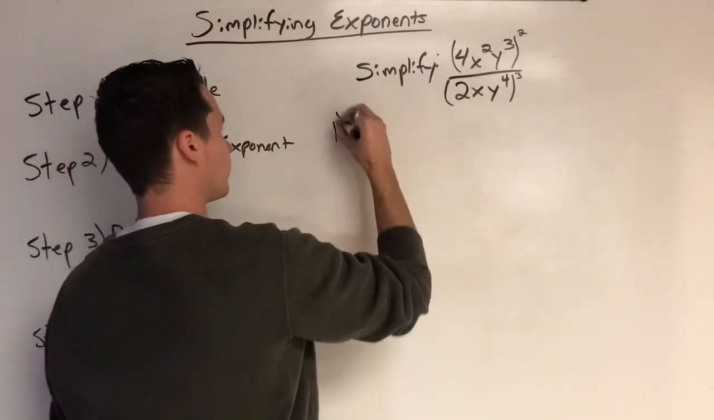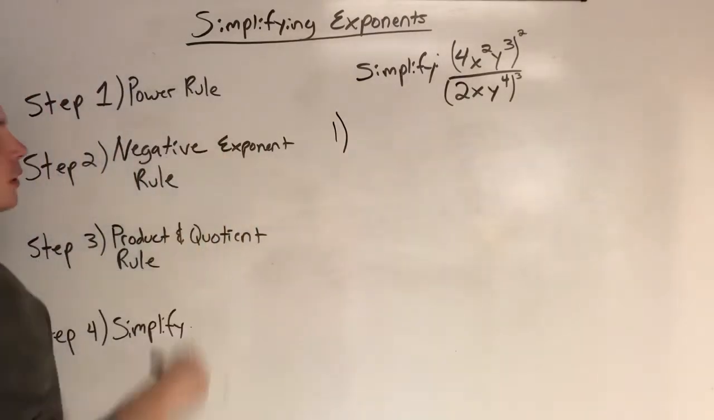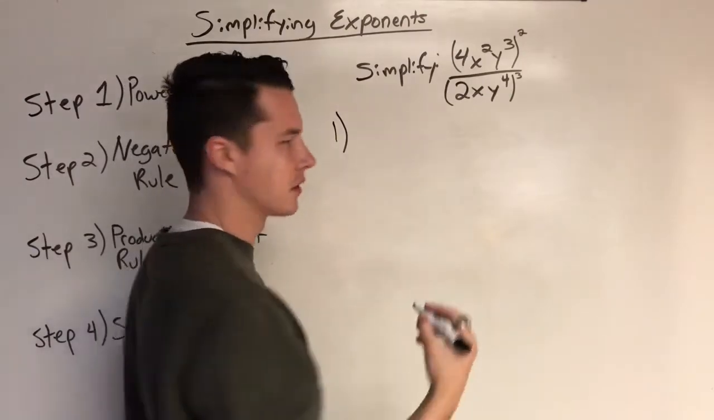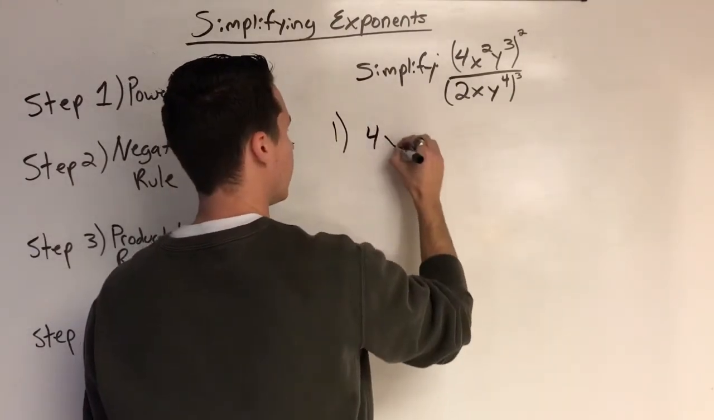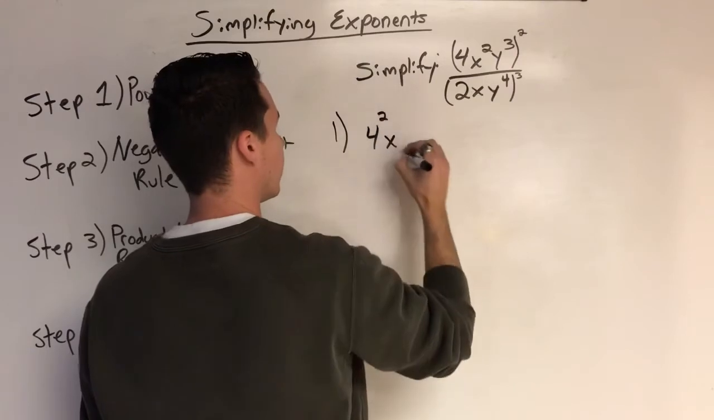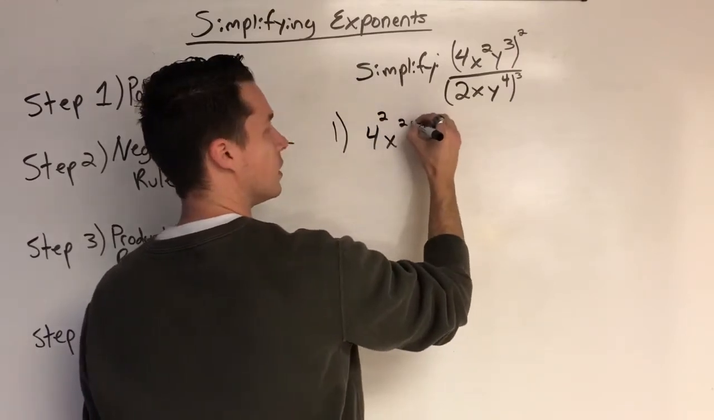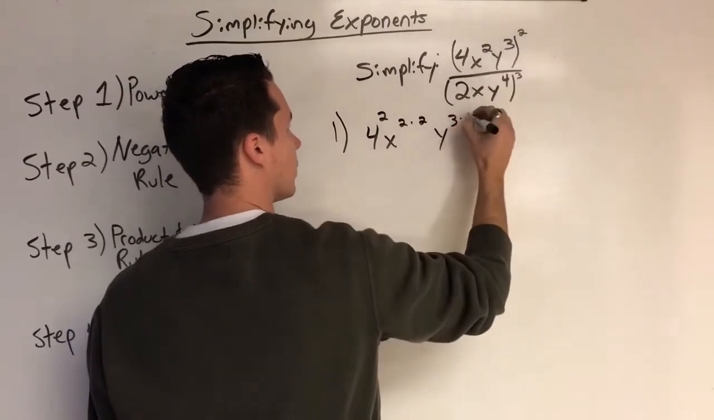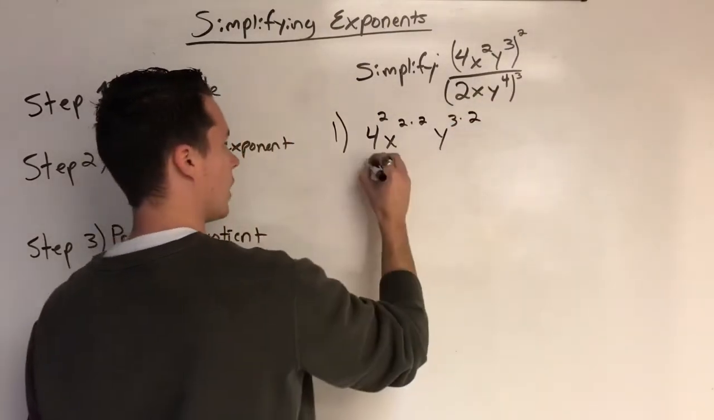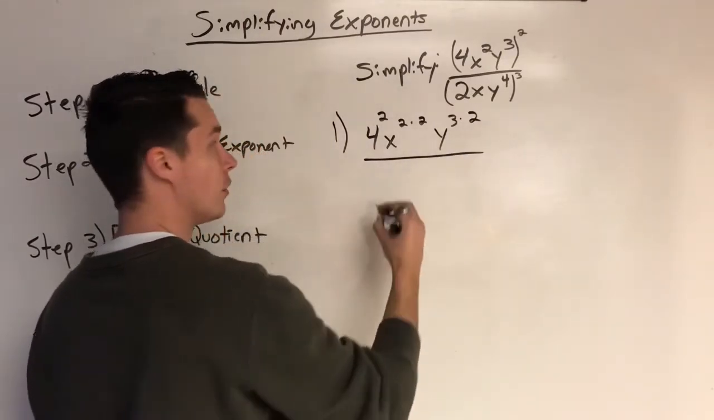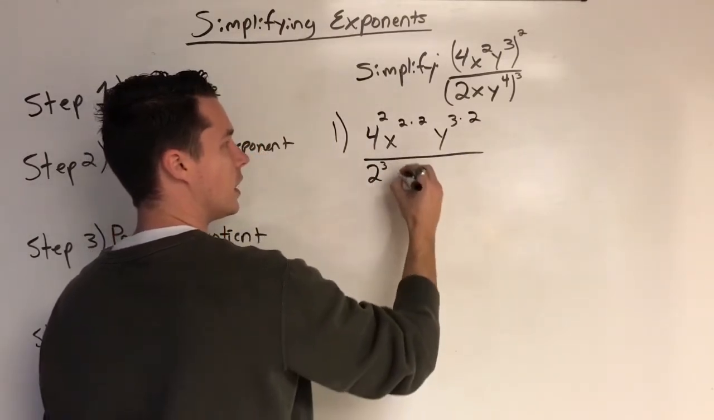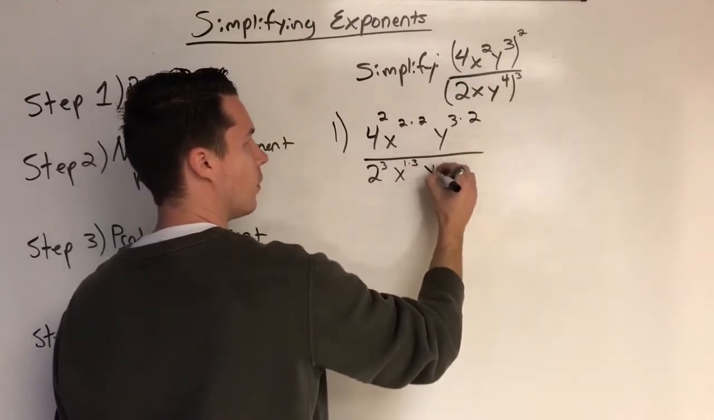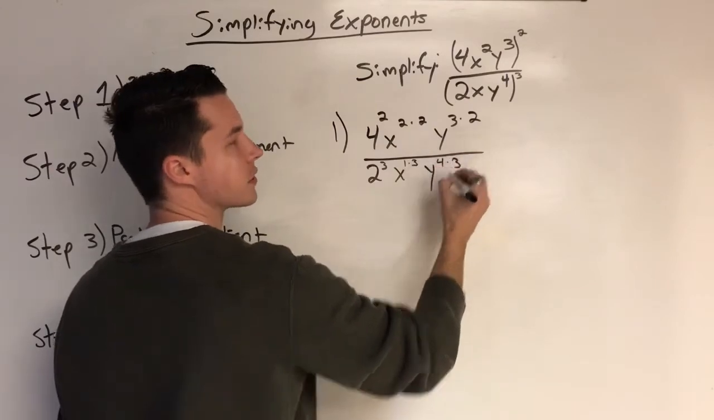So the first step is our power rule, which meant that when we have a power to the power, we multiply our exponents. So let's rewrite the problem. We're going to have 4 squared, x raised to the 2 times 2, y to the 3 times 2. Okay? All right, and then down below, we're going to have 2 cubed, x. There was a 1 right here, right? So we're going to have 1 times 3, and then y to the 4 times 3.